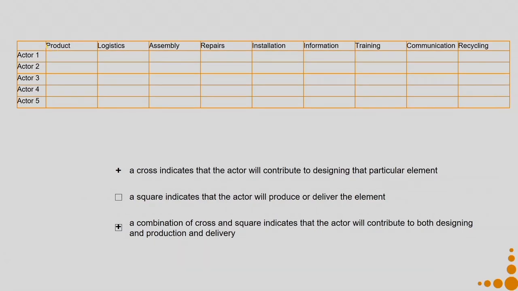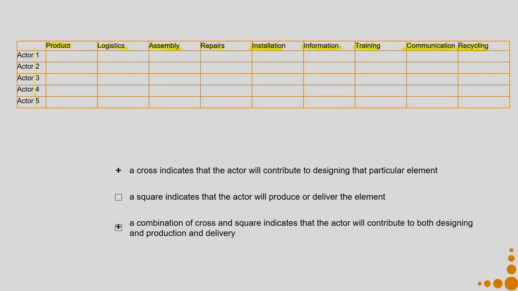For example, for the material aspect, I have put product, logistics, and assembly. Then I have the non-material aspects, which are different kinds of services that I might require for the success of my product. So, I require repairing services, installation services, some kind of information exchange, some training services, some communication related services and some recycling related services. So, your map can differ from project to project. Then on the vertical axis, I will put all my actors.